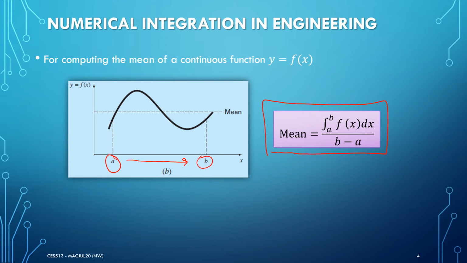This formula has hundreds of engineering applications. For example, it can be used to calculate the center of gravity of irregular objects in mechanical and civil engineering, and it can also be used for calculating the root mean square current in electrical engineering.